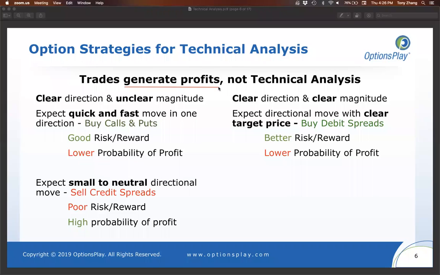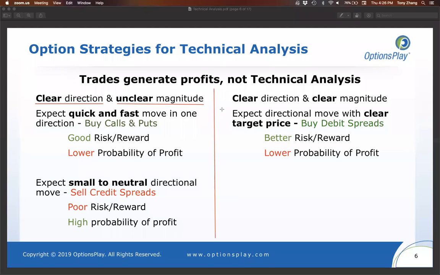So it's really important that we spend some time analyzing our trades and seeing if the trades that we're making line up with the technical analysis that we're doing. What I have here on my screen is a division, and the division is across the middle. On one side, I have strategies where based on my technical analysis, I may have a clear sense for direction, which means that I'm very clear that I'm either bullish or bearish, but I may not have a very clear sense for magnitude.